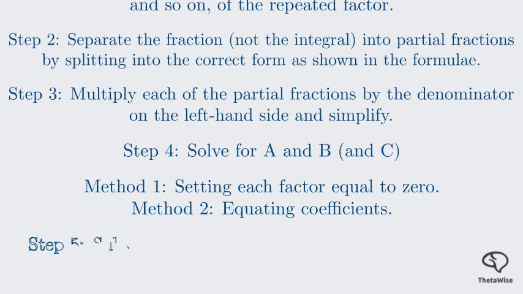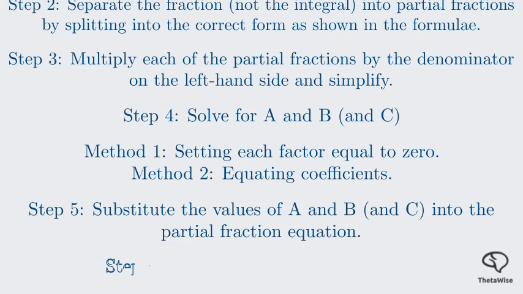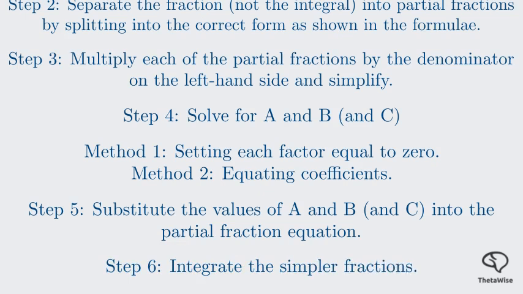Step 5. Once you have your constants, substitute their values back into your partial fraction form from Step 2. Now you have a sum of simple fractions that are ready to be integrated. And finally, Step 6. Integrate each of the simple fractions separately. This is the easiest part, as these fractions often integrate into natural logarithms. Now that we have our roadmap, let's put it into practice with our first example.